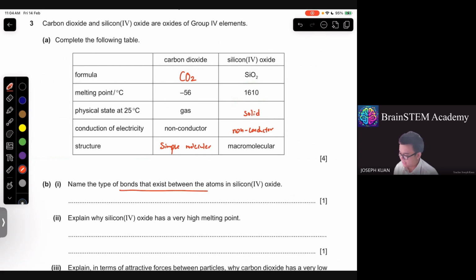Name the type of bonds that exist between atoms in silicon dioxide. In silicon dioxide, it is the covalent bonds represented by the lines between the atoms, so covalent bonding.